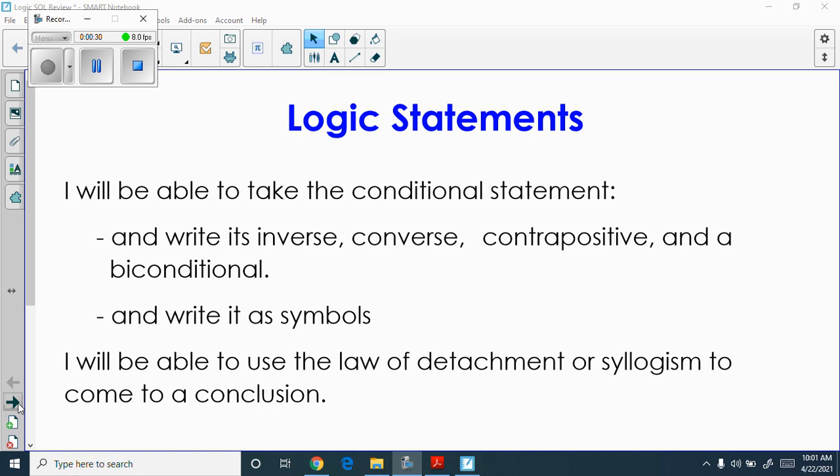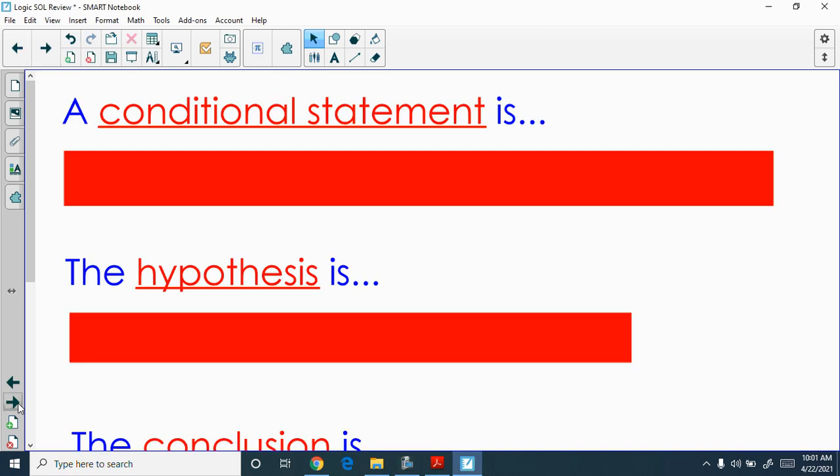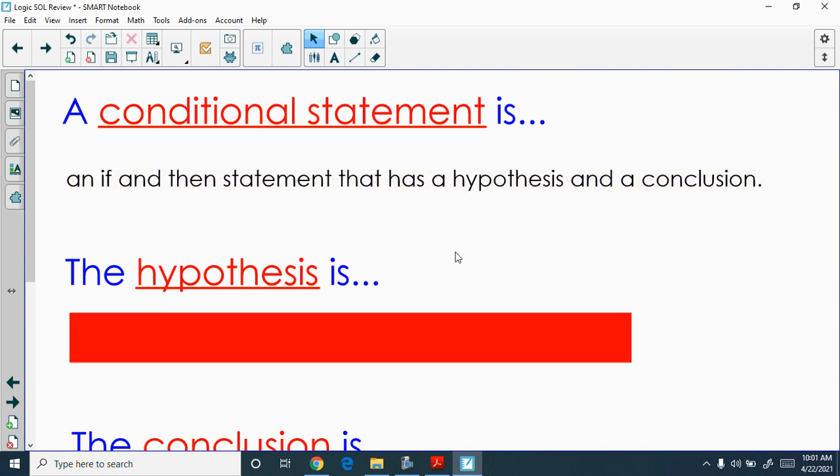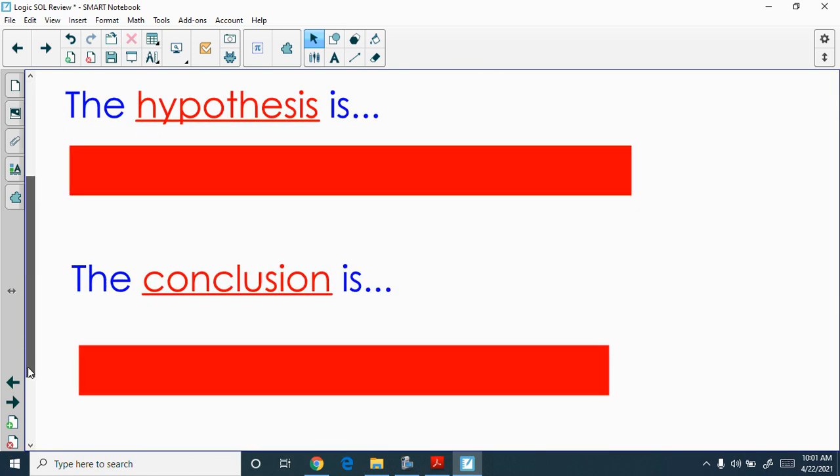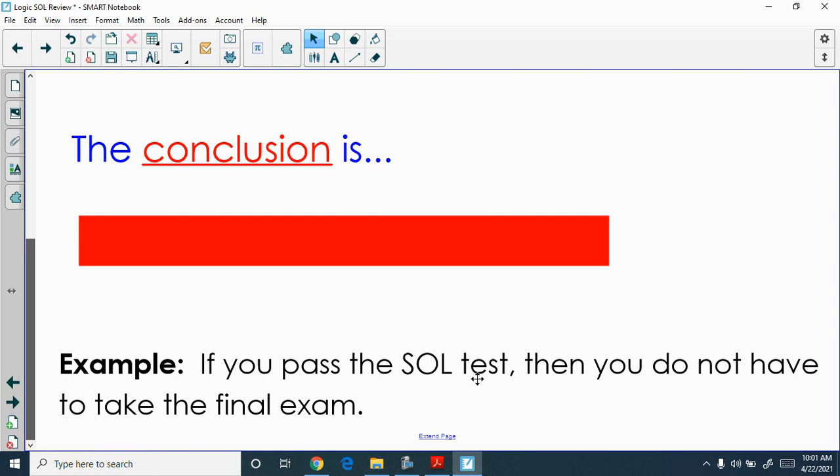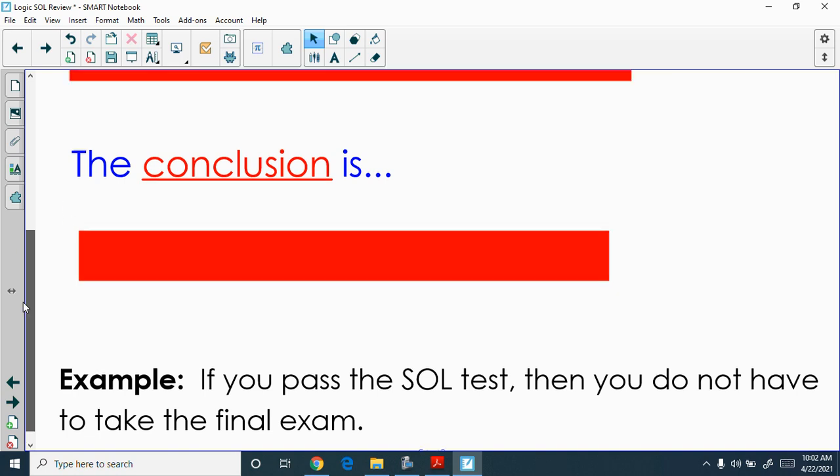So a conditional statement is going to be an if-then statement that has a hypothesis and a conclusion. I'll come to the bottom here, I've got an example. If you pass the SOL test, then you do not have to take the final exam. Okay, so that is an if-then statement with a hypothesis and a conclusion.